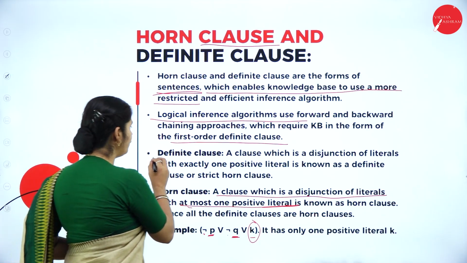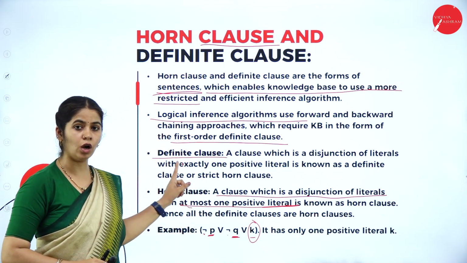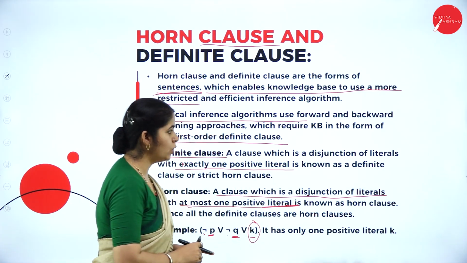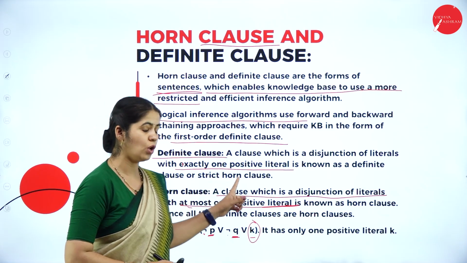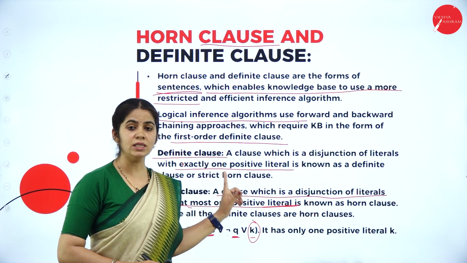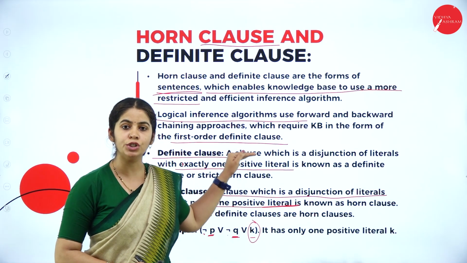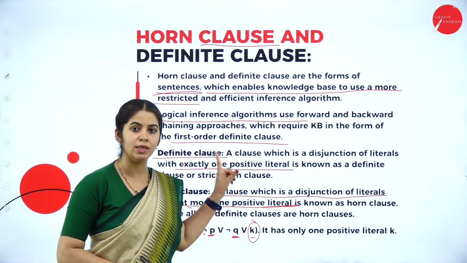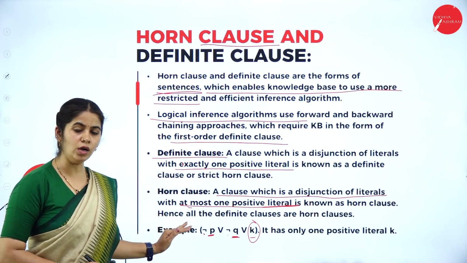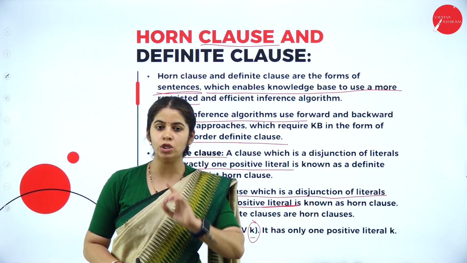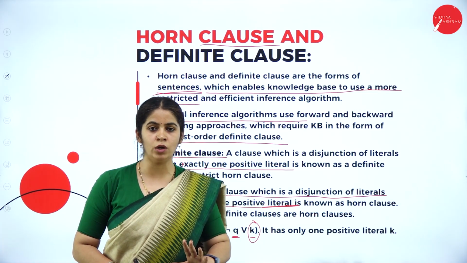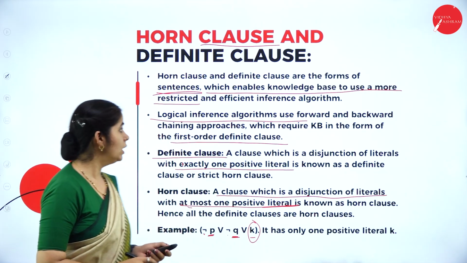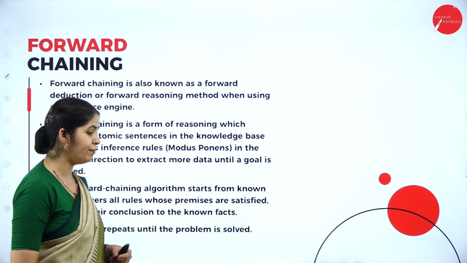When it comes to the definite clause, you should have exactly one positive literal, known as a definite clause or strict Horn clause, where negative literals are not allowed. It should have only the positive literal, that is a definite clause. In the Horn clause, we can have one positive literal and any number of negative literals in the expression to represent the sentence. This is all about Horn clause and the definite clause.